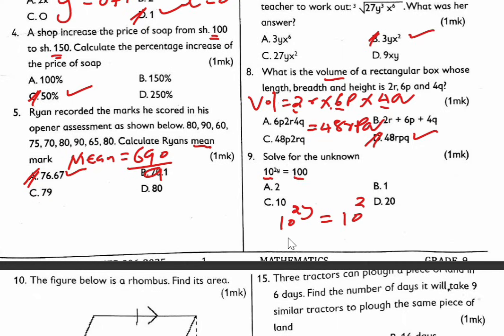So if the bases are the same, you can see here 10, 10, then the powers must be the same. So we're going to equate the power. So we're going to say 2y is equals to 2. So to get y, divide here by 2, divide here by 2. So you can see y is 2 over 2, which is 1. 2 divided by 2, you get 1.